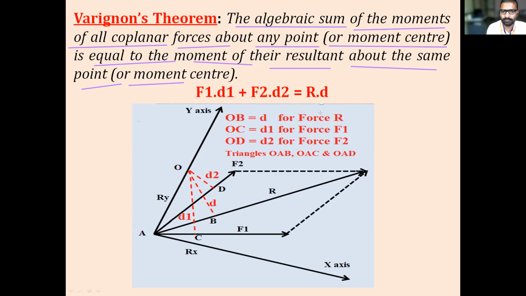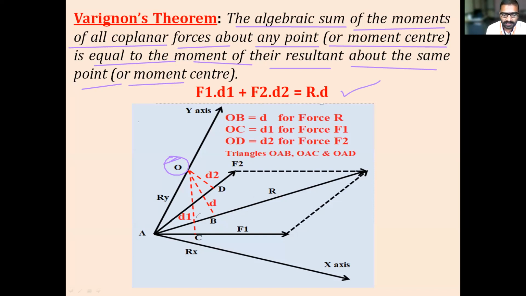So as per the Varignon's theorem, what he is saying, consider there are two coplanar forces. This is F1 force, this is F2 force. The algebraic sum of moments of all the coplanar forces about a moment center. So consider this is the moment center, this is moment about this point. F1 is one force, F2 is the other force. So the algebraic sum of moments of the coplanar forces is equal to the moment of the resultant of those two coplanar forces. We will derive this one, how this formula will come.